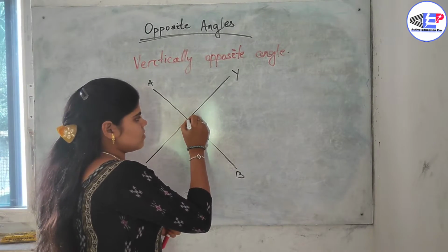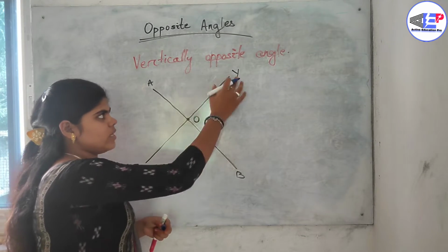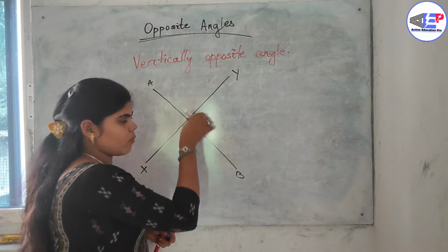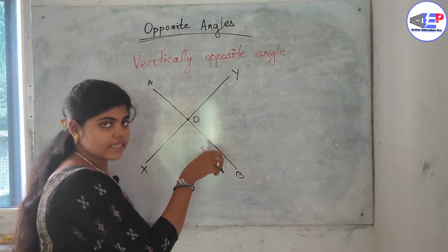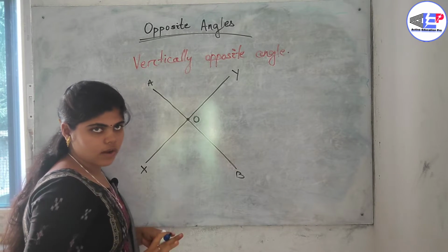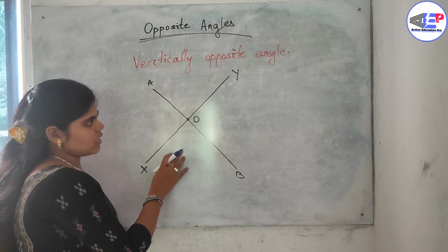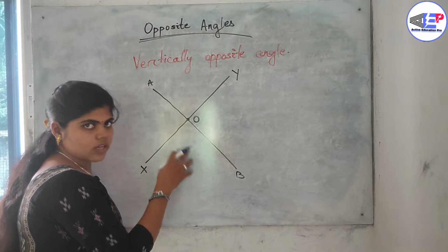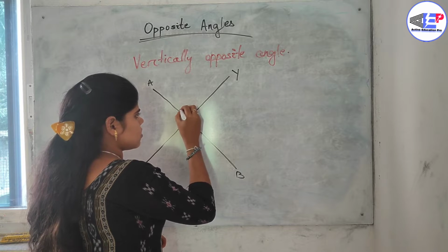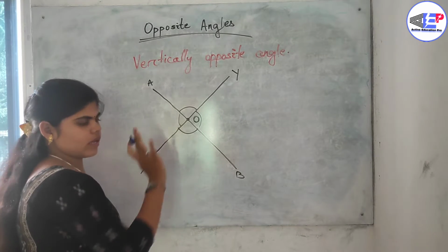Here is the intersection point, this is O. XY has the common point O, and the AB line segment has the common point O. Both line segments AB and XY meet at point O. At this point O, both lines intersect and make more than one angle. Here there are four angles.